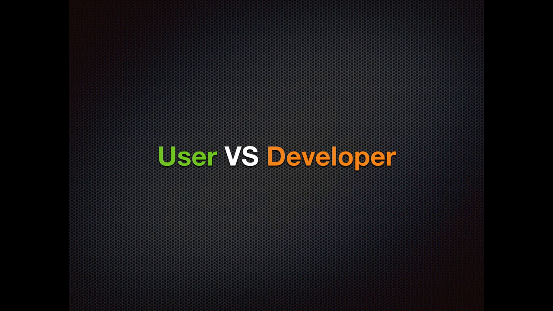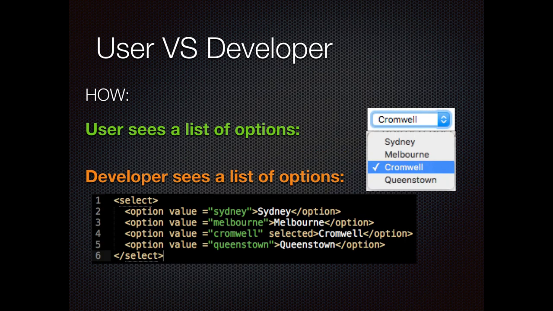All right, so user versus a developer. When a user sees a list of options on a website, they see it as a drop-down with these multiple little option pieces. When we see it, and especially you now that you've taken the HTML course, you'll recognize this wonderful select box as being what's responsible for creating that drop-down.